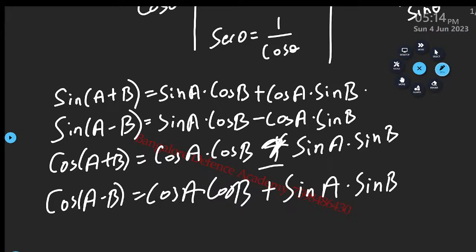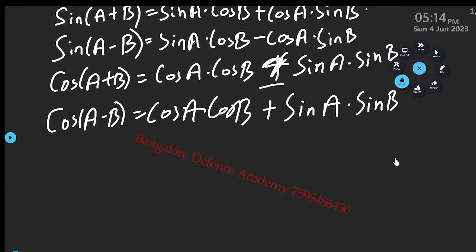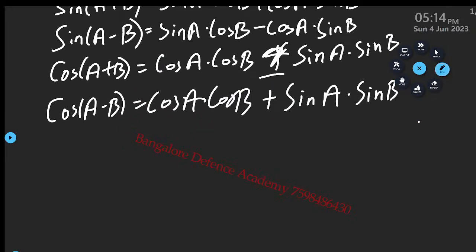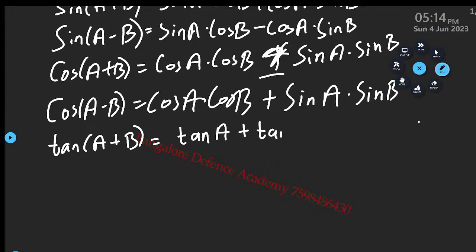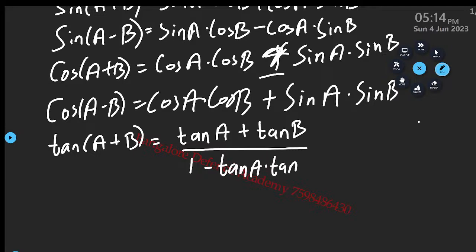Okay, so next we have tan of A plus B. What is the formula for tan of A plus B? Yes, tan of A plus B is equal to tan A plus tan B by 1 minus tan A tan B. This is the formula for tan of A plus B. Now this formula you should remember in 12th standard inverse trigonometry. Those who are studying inverse trigonometry, you will apply the same formulas.